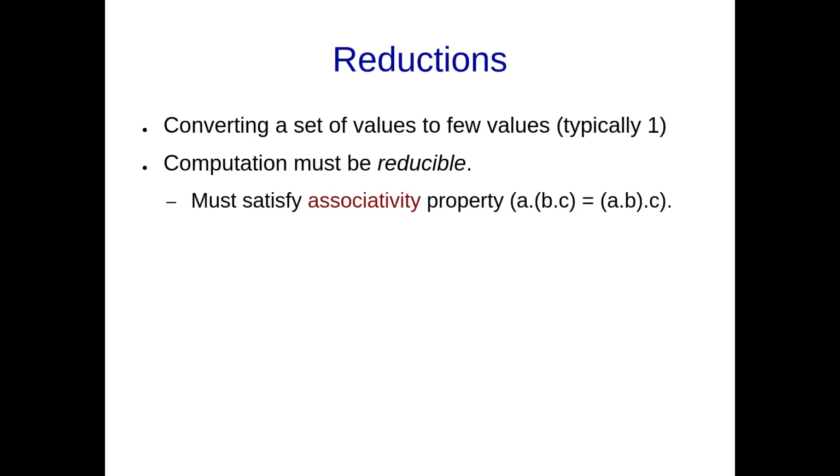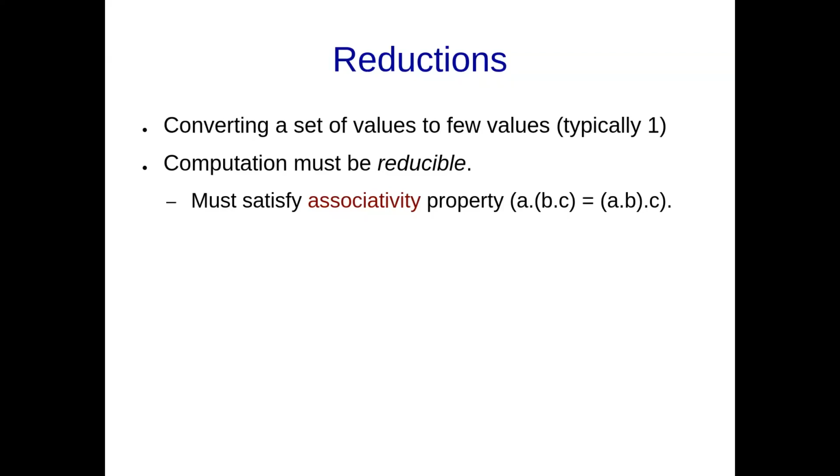That means that the associativity property should be satisfied. Where is this associativity property coming from? This is from discrete mathematics. Those of you who don't know, that is okay. But essentially it means that if I am applying a function, in this case I am specifying that function as a dot operator, this dot is not necessarily multiplication or some other function. It's an arbitrary function.